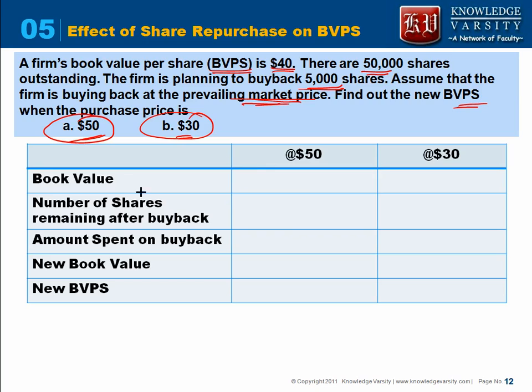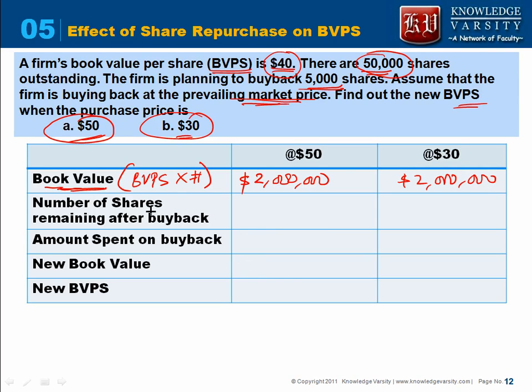So let us see. First is book value. Book value is given as book value per share into number of shares. So how much is the book value? 50,000 is the shares, 40. So it will be 40 into 50, which is 2,000. So it will be 2 million. So the book value of the firm is 2 million. It would be the same for both the cases.